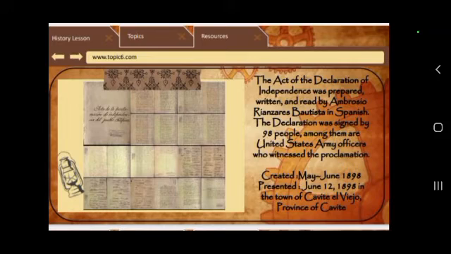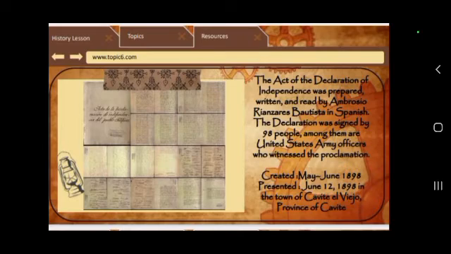The Act of the Declaration of Independence was prepared, written, and read by Ambrosio Rianzares Bautista in Spanish. The declaration was signed by 98 people. Among them were United States Army officers who witnessed the proclamation. Created May-June 1898, presented June 12, 1898 in the town of Cavite El Viejo, province of Cavite.